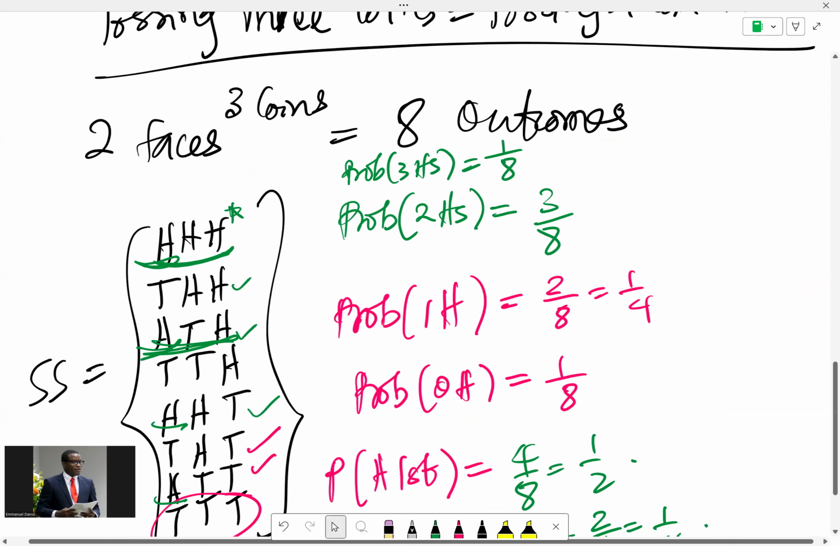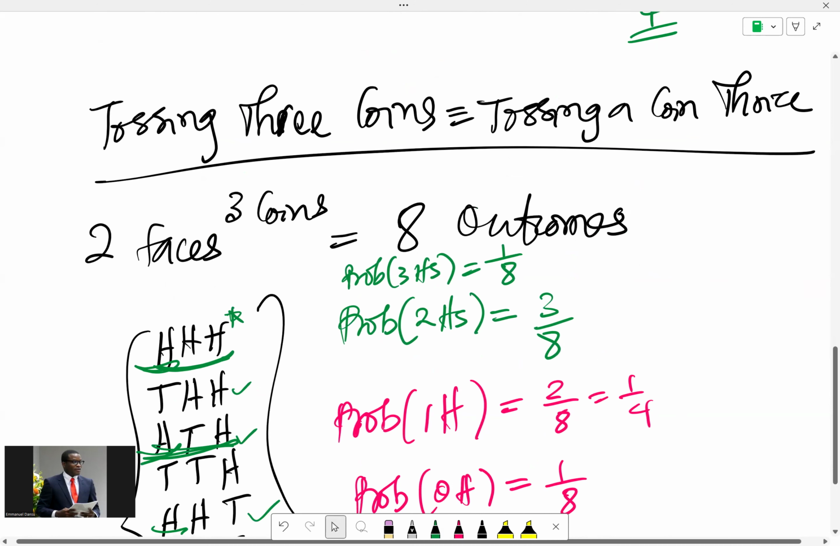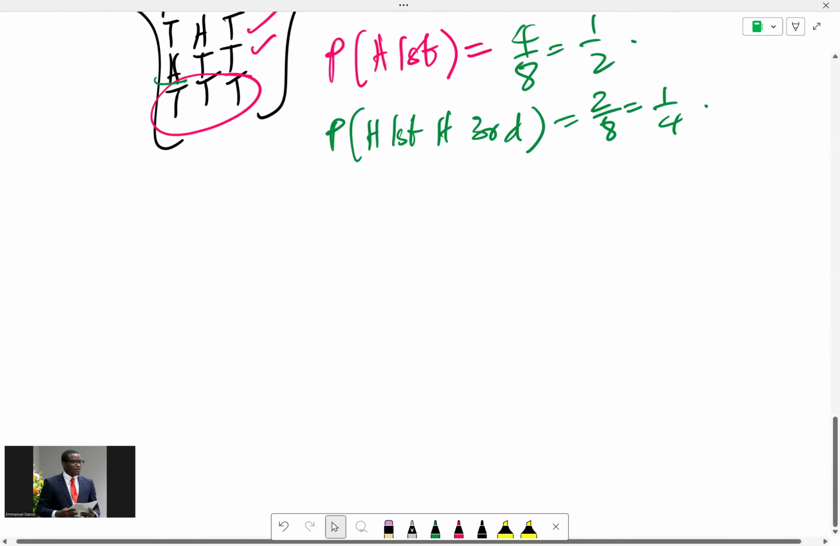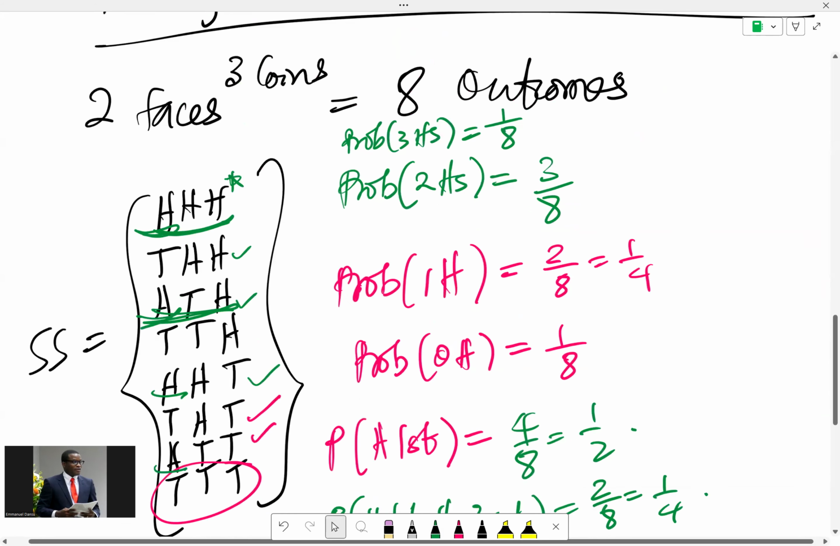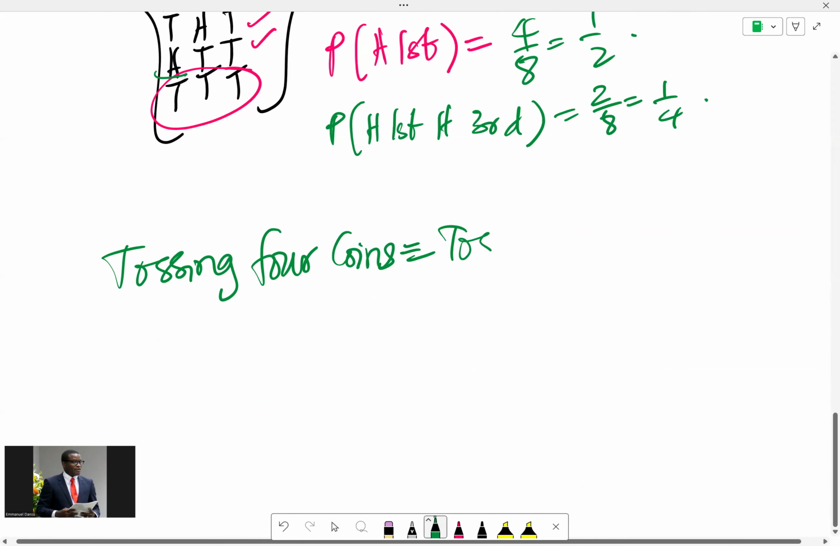But I just want to stretch. Let's stretch a bit and just talk about, I'll just do the sample space and move on from there. So what if you want to toss 4 coins? Tossing 4 coins, which is equivalent to tossing a coin 4 times.